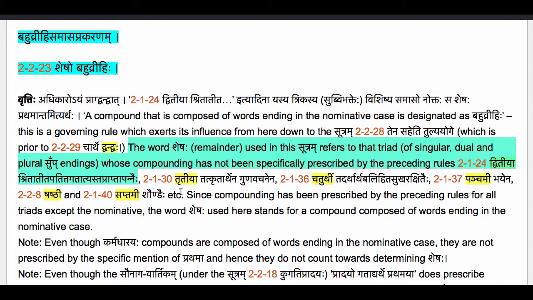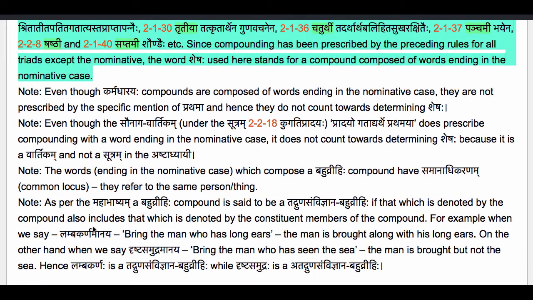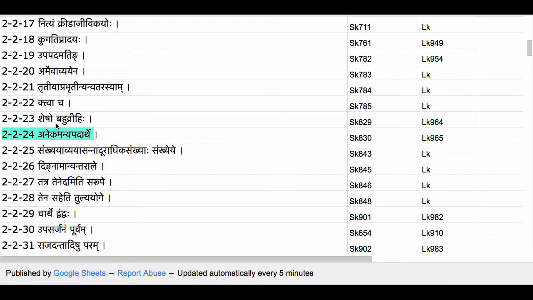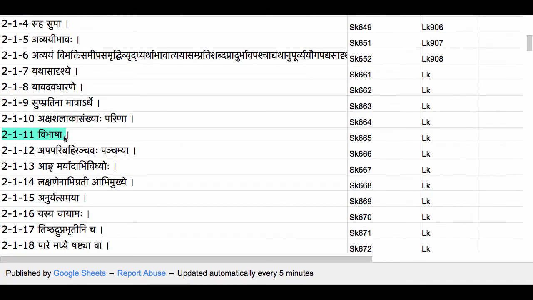Since compounding has been prescribed by the preceding rules for all triads except the nominative, the word Sheshaha used here stands for a compound composed of words ending in the nominative case. Hence the vritti of this sutram 2.2.24 says Anekam Prathamantam. And why does the vritti say Va Samasyate? That is because of the adhikara of Vibhasha, which runs from 2.1.11 all the way down to 2.2.29.